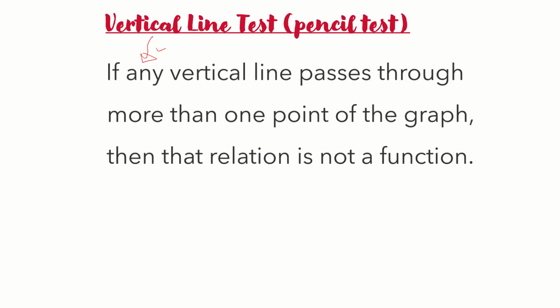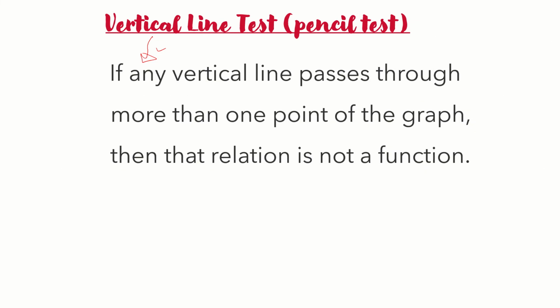If every vertical line crosses the graph of a relation in exactly one point, we say it is a graph of a function. But if you could find one vertical line which passes through more than one point for a certain graph of a relation, it will not be a function graph. Let's do some examples and see whether they are functions or not.